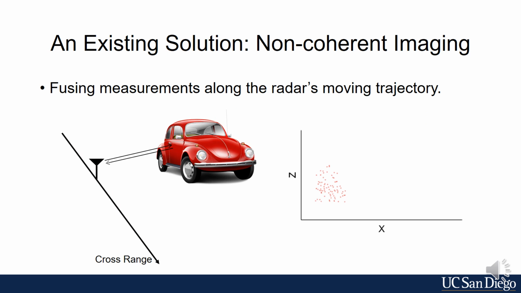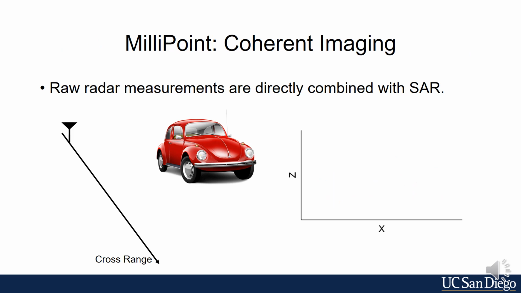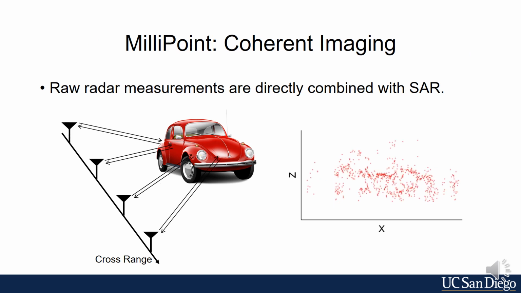Recent innovations in millimeter-wave sensing non-coherently fuse the measurements along the radar's moving trajectory. While to some extent alleviating the specular reflection problem by illuminating the target from diverse locations, their imaging resolution is still limited by the physical size of the antenna array and cannot be fundamentally improved through spatial sampling. To solve this problem, we propose MilliPoint, which enables synthetic aperture radar imaging with low-end vehicle radars. MilliPoint coherently combines measurements of the radar to generate dense and high-resolution 3D point clouds.